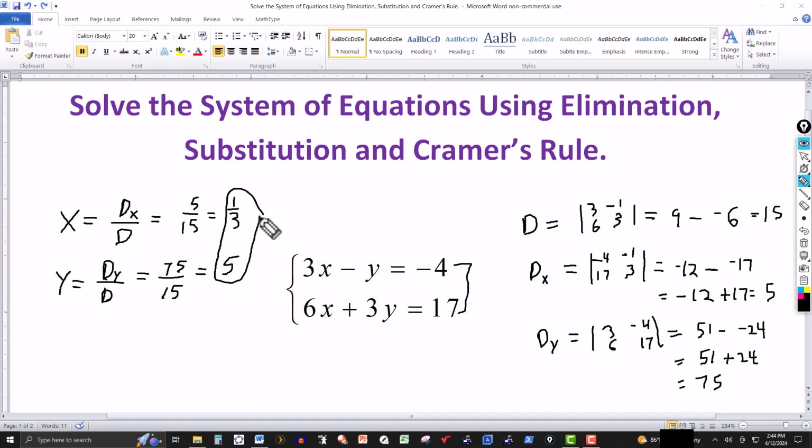Now if you're working with a linear system, this is for linear systems, first degree equations, and you've got, say, 3 equations with 3 unknowns. Well, the procedure is pretty similar. You're still going to have a D, that D sub x, D sub y, and you have a third variable, then you'll have a D sub z. But this is what you would do if you have a system of equations involving, in this case, 2 variables, x and y.